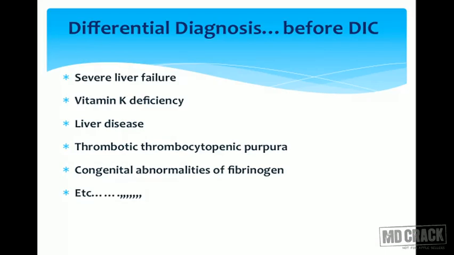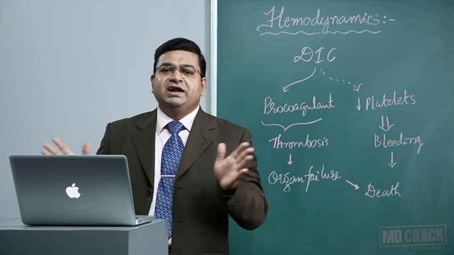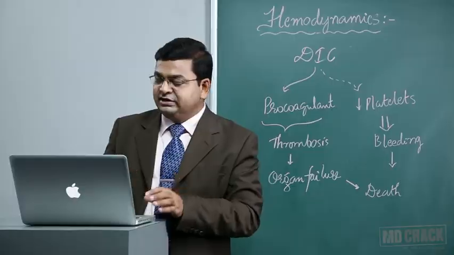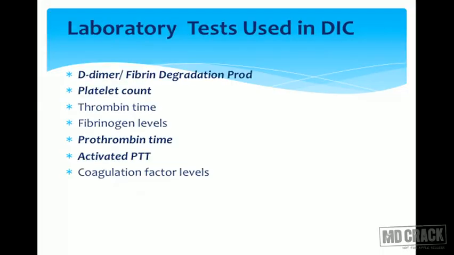Before making a diagnosis of DIC, you have to rule out other underlying disorders which will also manifest with bleeding, like severe liver failure, vitamin K deficiencies, thrombocytopenic purpuras, and various other congenital abnormalities of fibrinogen. Many underlying disorders manifest with bleeding, and you have to rule them out. Then only can you conclude that it could be a case of DIC. No single laboratory test is diagnostic for DIC. You have to do a series of investigations, and you have to keep repeating them almost every day.